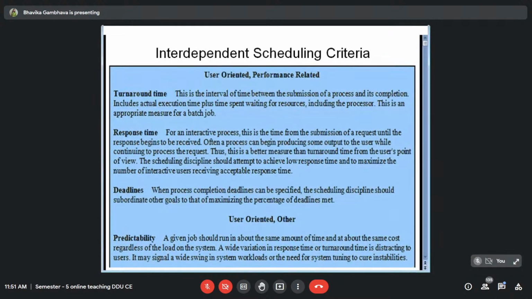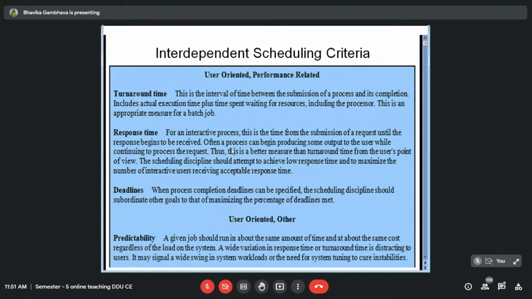So these are some of the measures which will let us know how efficient a scheduling algorithm is. Turnaround time is the difference between the time when the process is submitted and the time when it is completed. Response time is the time from submission of the process to the first response, when it begins to receive the response.